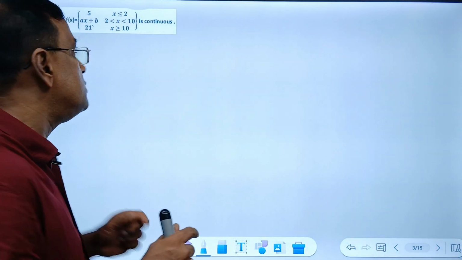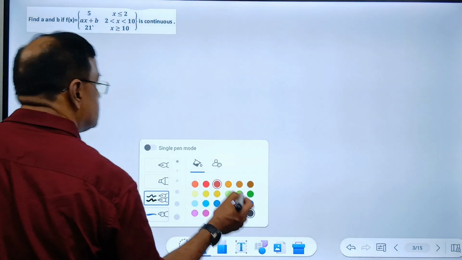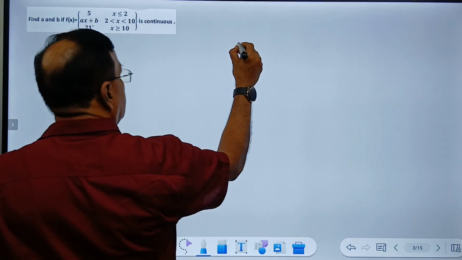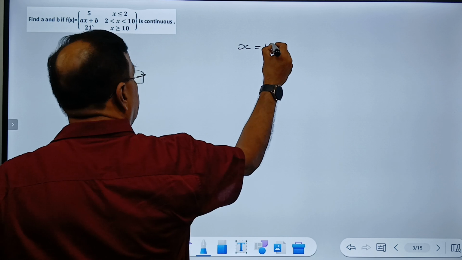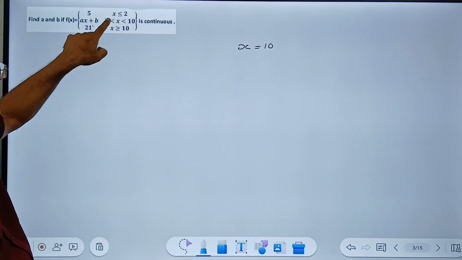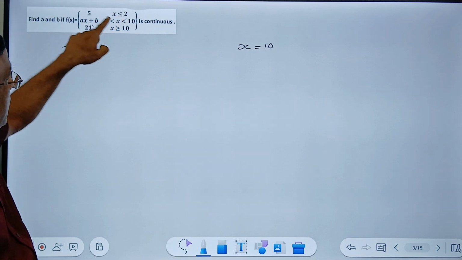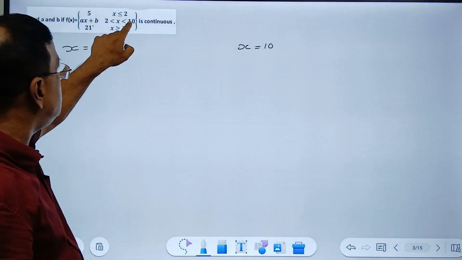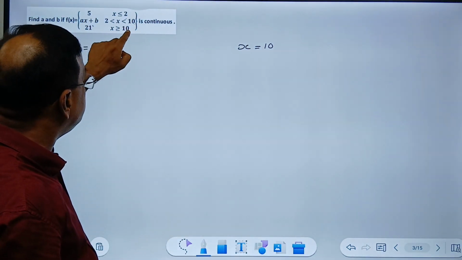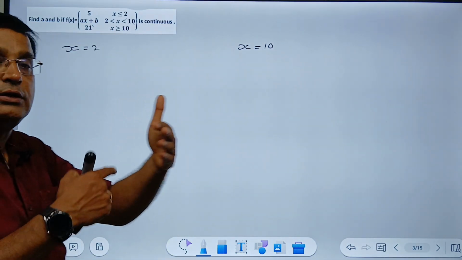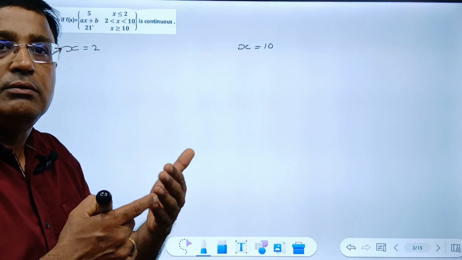But I am not interested in the entire real line. I am only interested in 2 points. What are the 2 points? I am interested in x equal to 2 and x equal to 10. Why only these 2 points? Because that is where you have two different functions. For x less than 2 you have 5, for x greater than 2 you have ax plus b, two different functions. Similarly, when x is less than 10 you have one function, and for x greater than 10 you have another function. Since the functions are different, I want to know whether anything happens there.